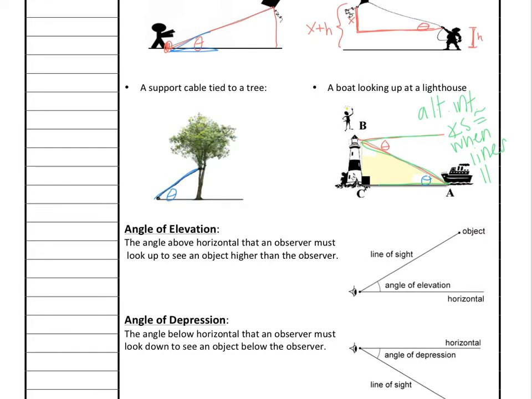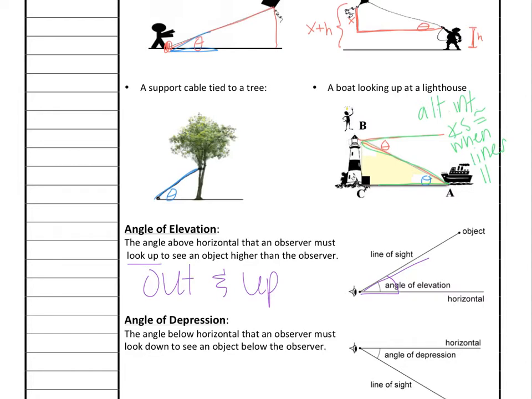Now, I've been saying angle of elevation and angle of depression, and you've seen these words before back when we did finding angles, but let's just reiterate what they mean. Angle of elevation means that you have to look up, but not only are you looking up, you are first looking out and up. Right, so you look out, you look up, and then there's your angle.